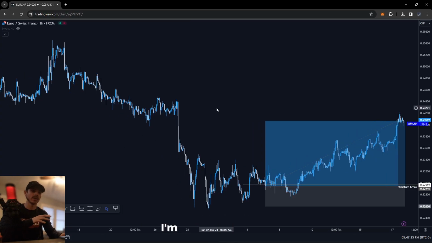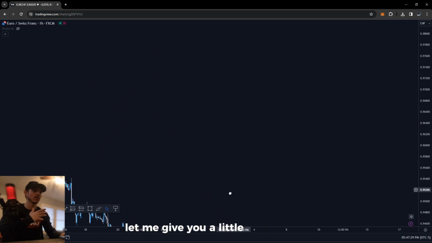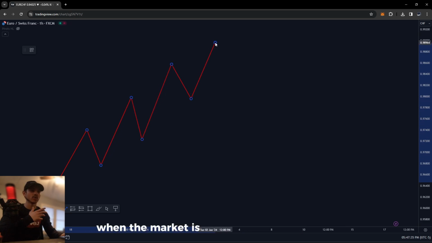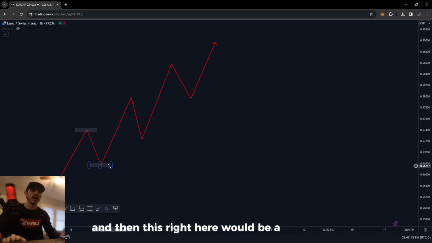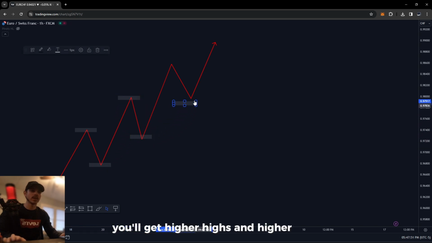As always, I'm trading structure, and if you don't know what structure is, let me give you a little breakdown just so you understand what we're talking about. So market structure is essentially when the market is trending in one direction, and if we're trending up, we create things called higher highs and higher lows. So this would be a higher high, and then this right here would be a higher low, and that process just continues as the market trends up. You'll get higher highs and higher lows, higher highs and higher lows.